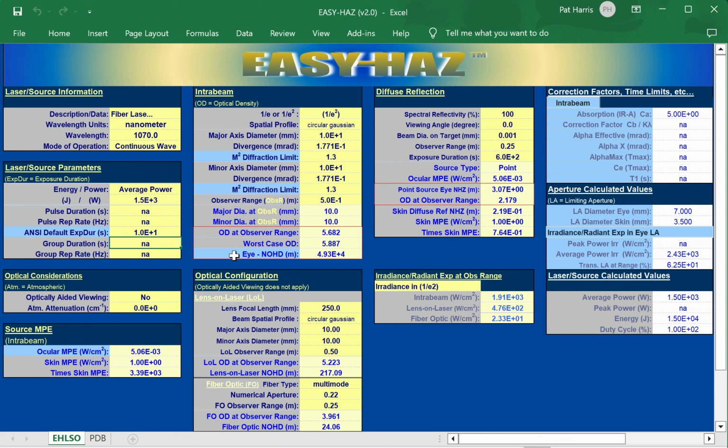Now, if we want to know what the nominal skin hazard distance is, we can click this cell right here. We can get the NSHD, and we can see that it's about 3.5 kilometers. Okay.